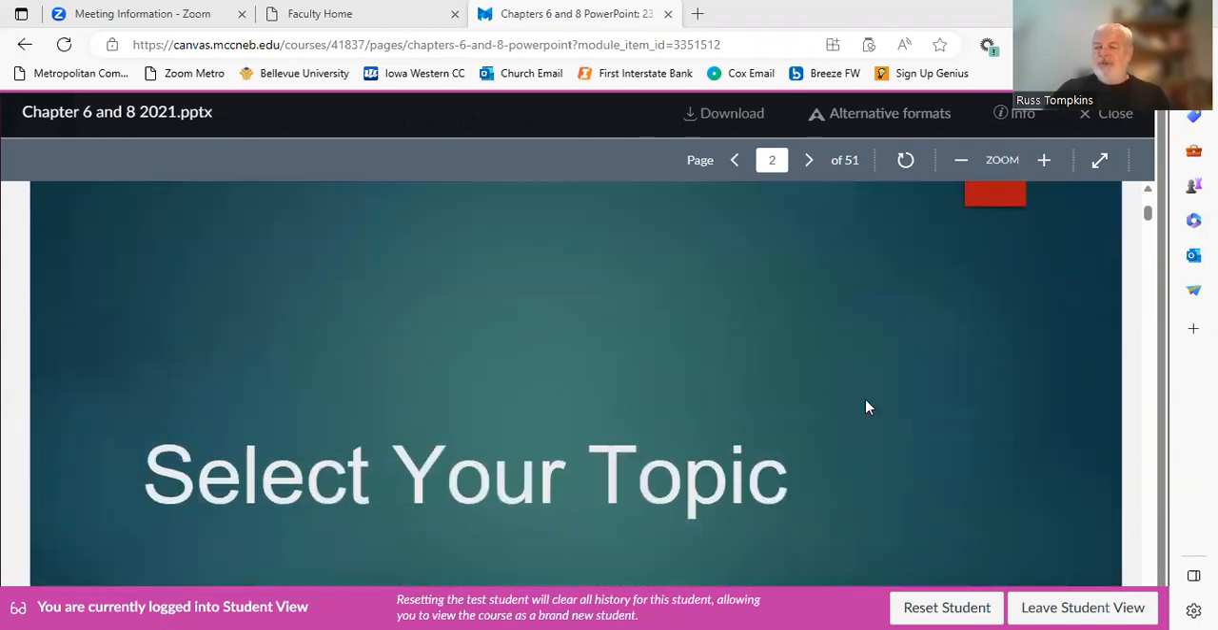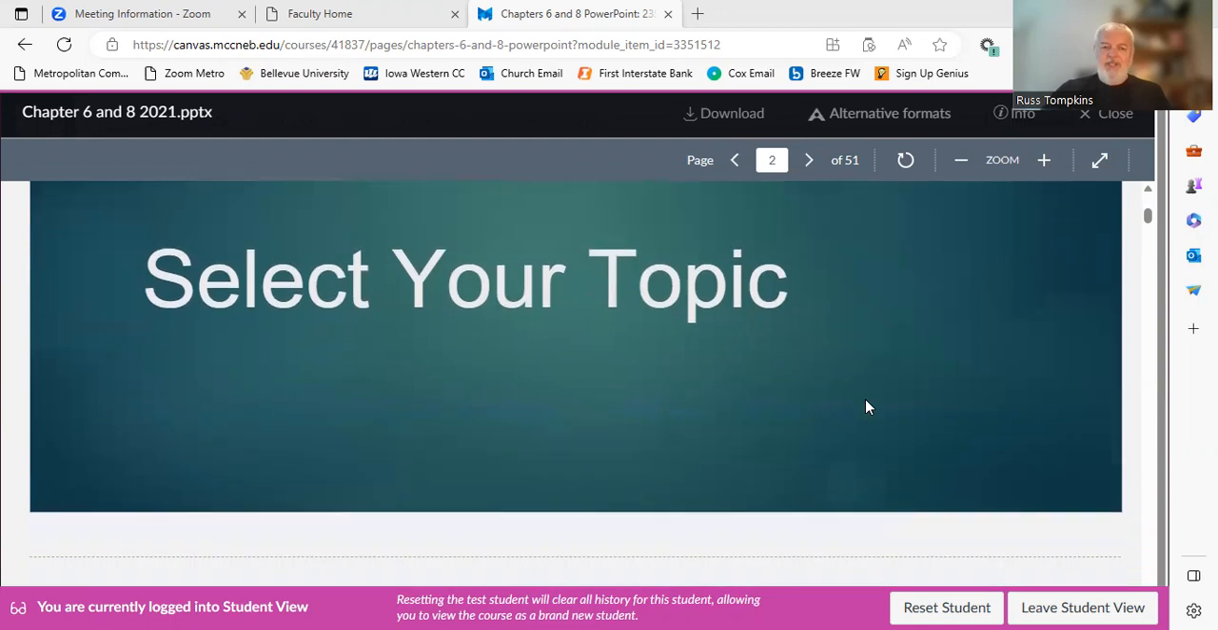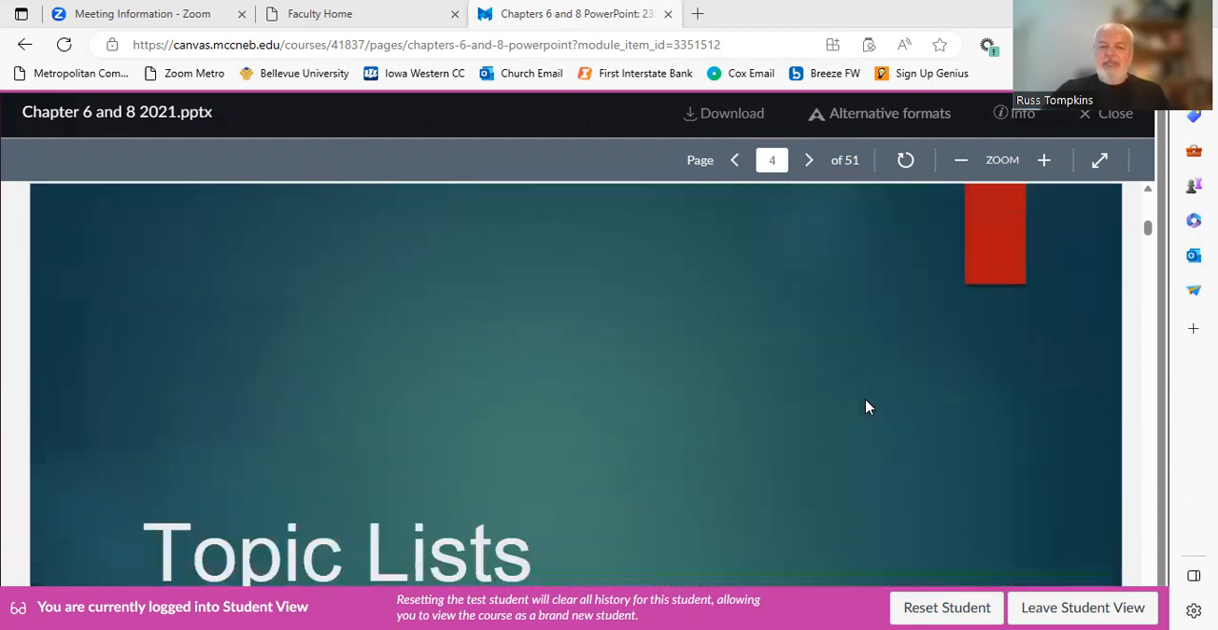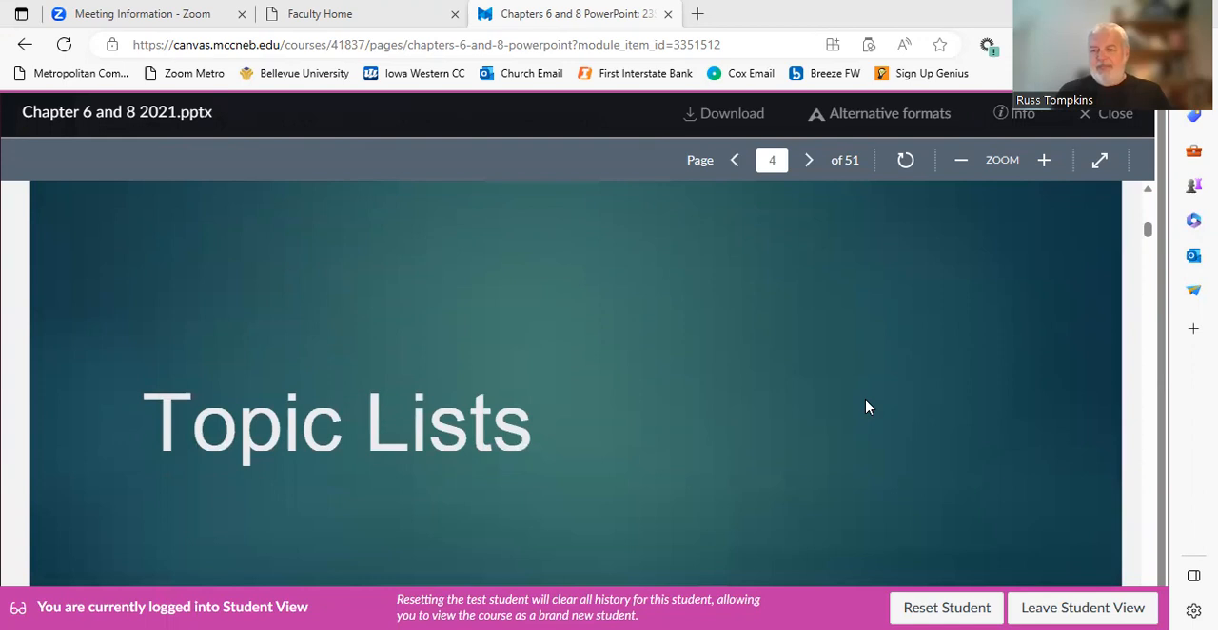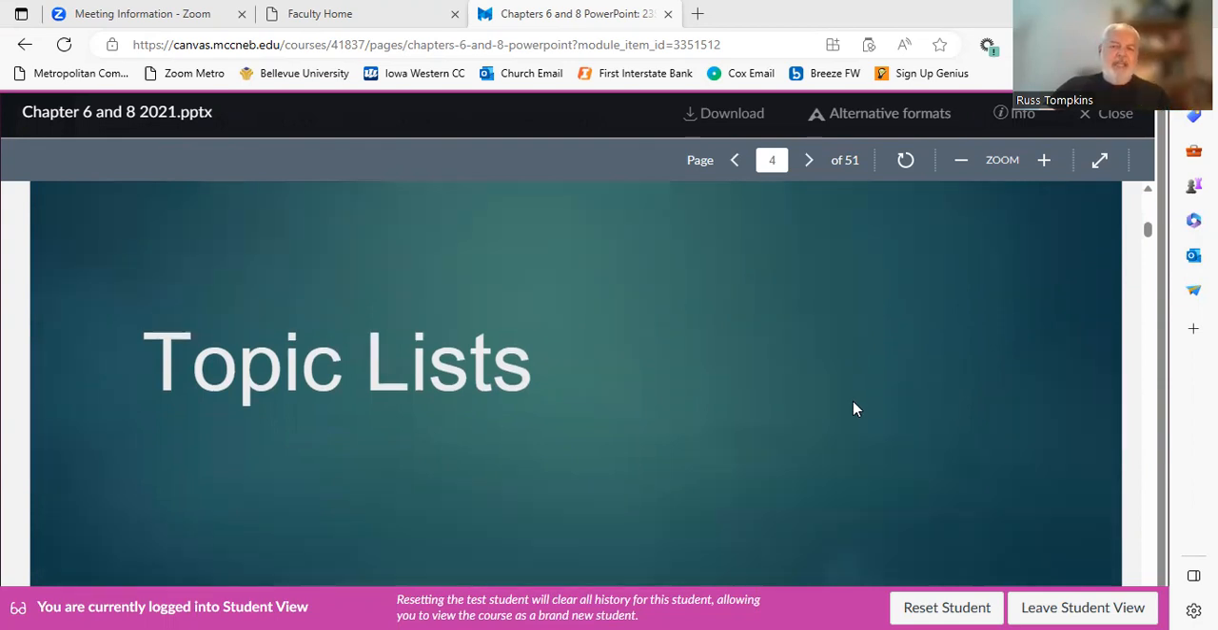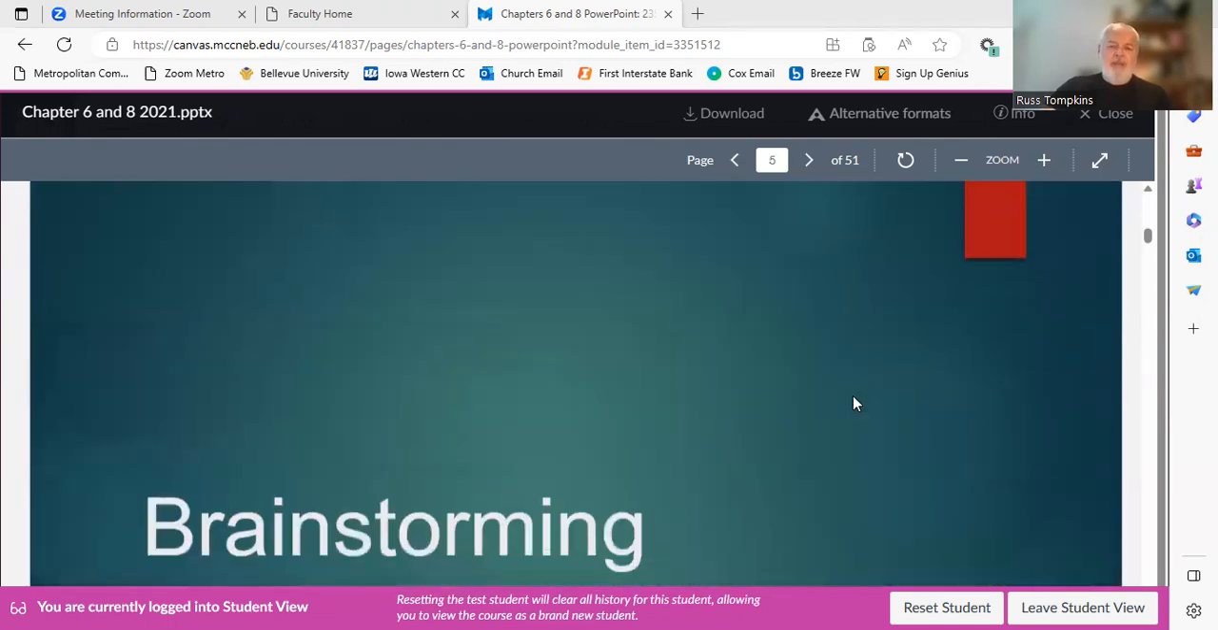The first thing you do when you're creating a speech is you have to select your topic. And selecting the topic can be done in several different ways. One way is by using a list of topics. You could go to Google and type in one word and it gives you a whole list of possibilities. Or you can go to certain websites and type in the speech topic you want, a demonstration speech topic, and it'll give you a whole list of, say, 50 ideas. So that's one way to come up with lists.